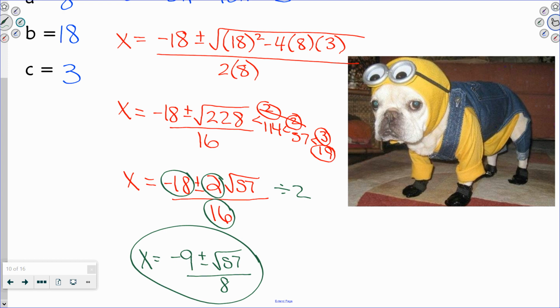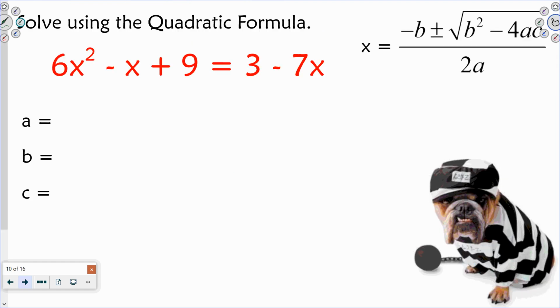All right. Last one? Are you good? No? Yes? She had a calculator error. It's okay. It happens. Okay. Last one, little jail dog. Oh, that's a pretty problem to start with.